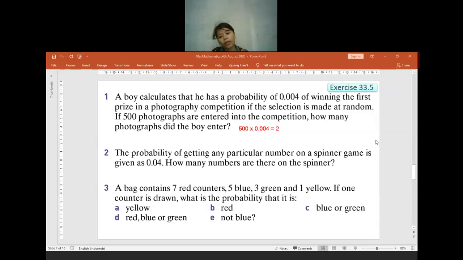Okay, if you have no question, I will move to question 2. The probability of getting any particular number on a spinner game is 0.04. How many numbers are there on the spinner? Anyone knows?